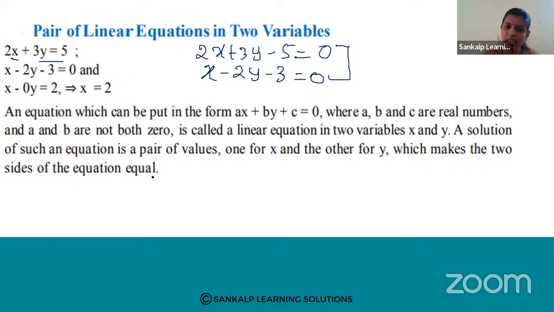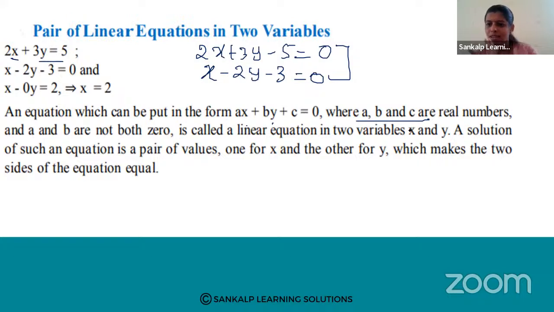An equation which can be put in the form of ax plus by plus c equal to 0, where a, b, c are real numbers. So this is very important. a, b, c are real numbers. a and b are not both 0, is called a linear equation in two variables x and y. A solution of such an equation is a pair of values, one for x and the other for y, which makes the two sides of the equation equal. See, that only I told. What do you mean by solution?